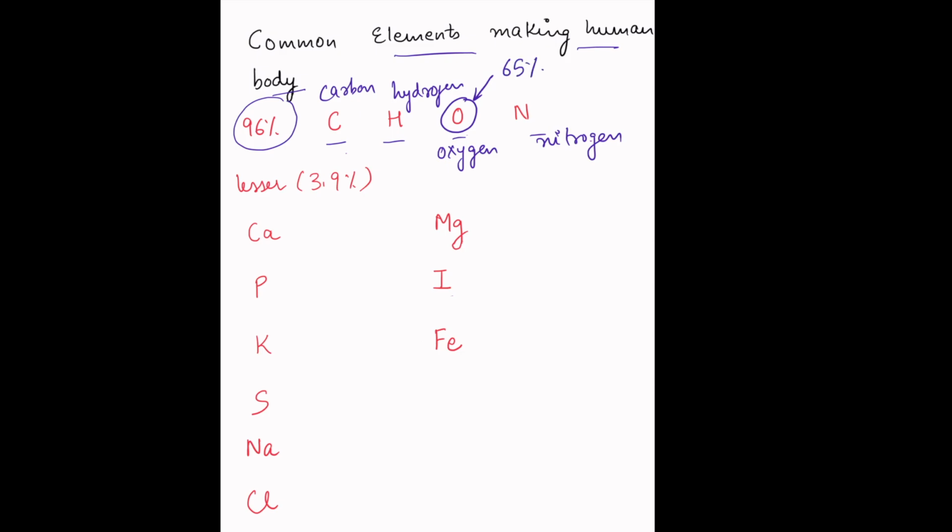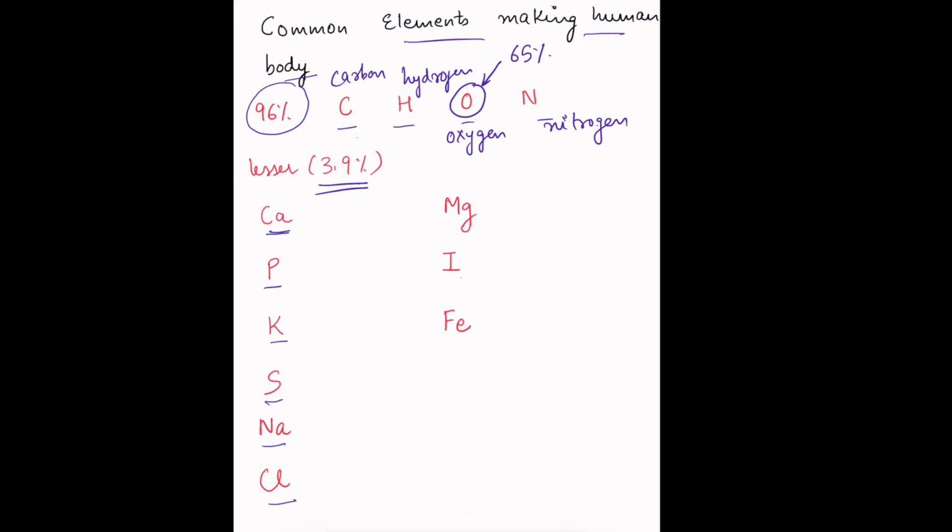The rest 4% is calcium, phosphorus, potassium, sulfur, sodium, chlorine, magnesium, iodine, and iron. And iron basically is present in the form of blood. Then you have calcium, which is present in bones, and you have sodium and chlorine present in ionic form. You have proteins, in which sulfur is the main constituent. Then iodine helps in the thyroid glands, and all the others are also present in the body.